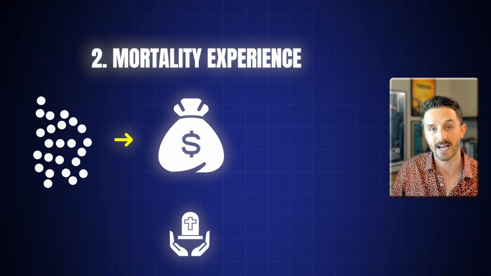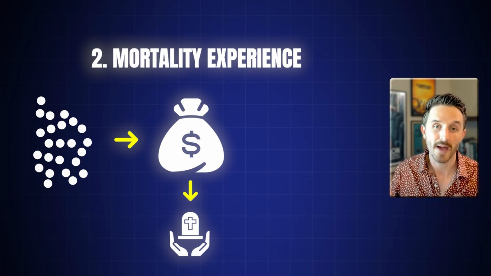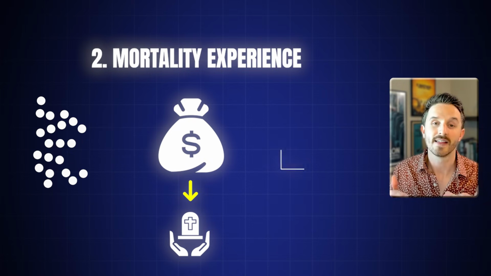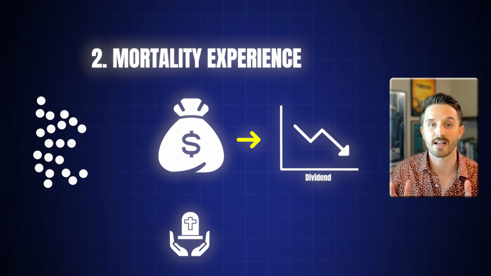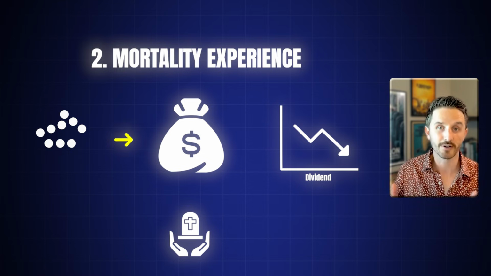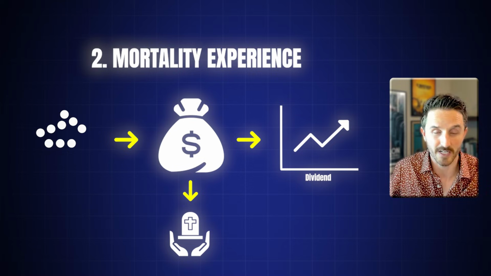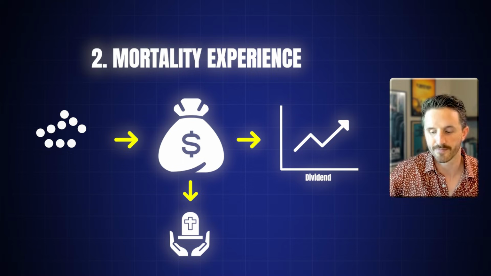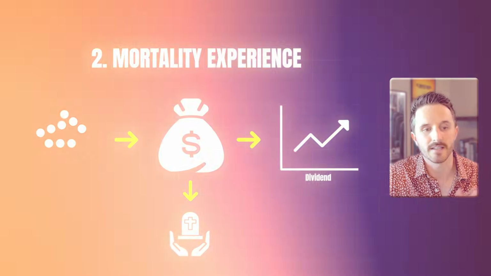If more people died than they thought, then that's going to mean they had to pay out more in death claims. That's going to decrease the amount of dividend they're able to give all their policy owners for the year. Conversely, if fewer people died than they expected, they're going to be able to give out a bigger dividend than they were expecting because they have more money left over. So that's mortality experience.